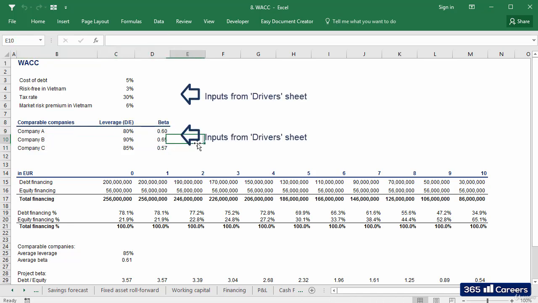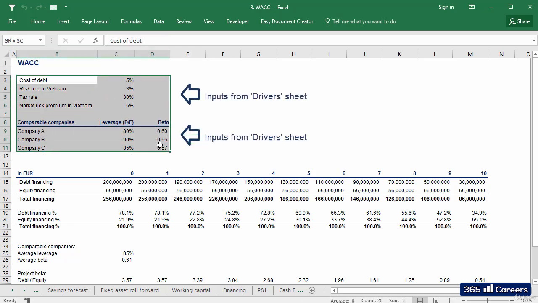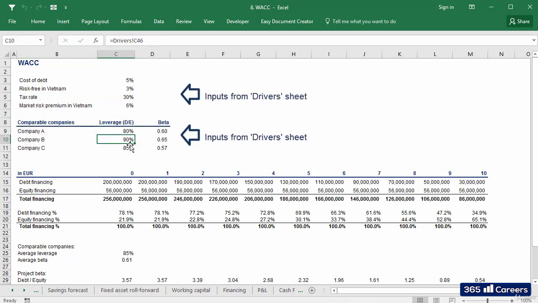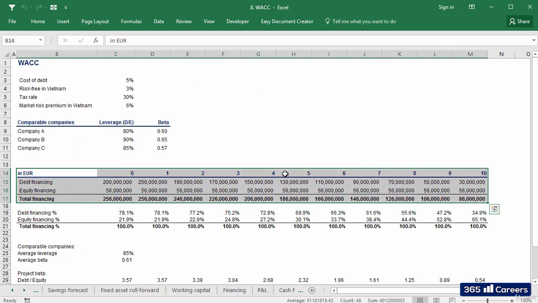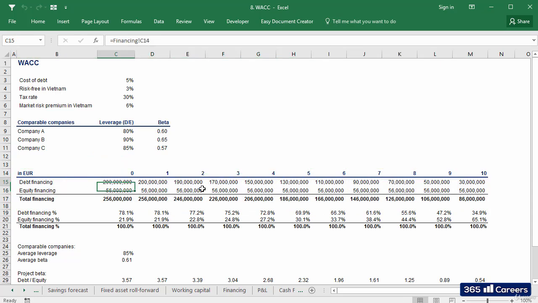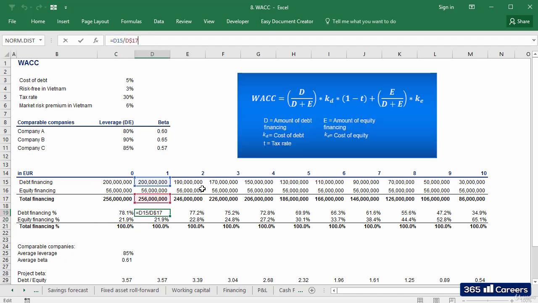All of these inputs are from our driver's sheet. This is intel collected from our operations team. Then we've created a table that shows us the total financing of the project, both equity and debt. This table allows us to calculate the percentage of equity and the percentage of debt that's been used in a given year. Therefore, it shouldn't be too difficult to substitute for most values in the formula.